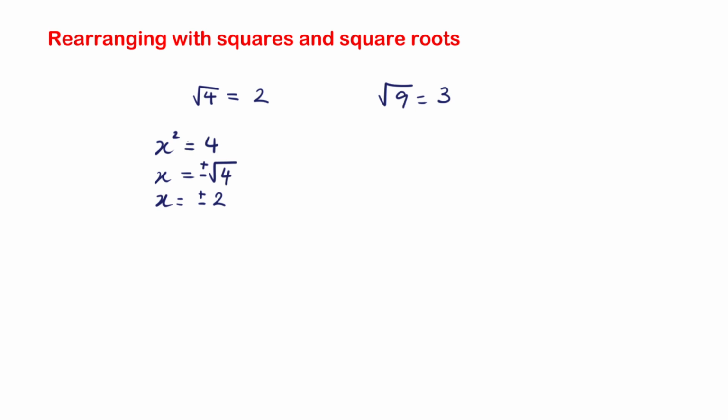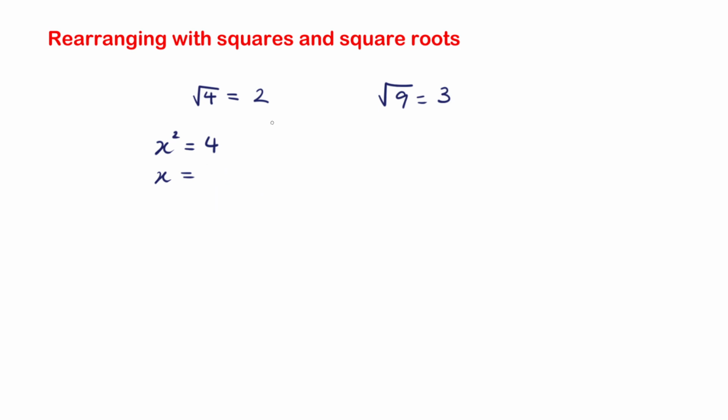So whenever you square root something, just remember to put a plus minus at the front, because actually there are two solutions. 2 times 2 is 4, that works, and minus 2 times minus 2 is also 4, so both of these are correct. But if you are given a question where they just have a square root, you just take the positive number, yeah?